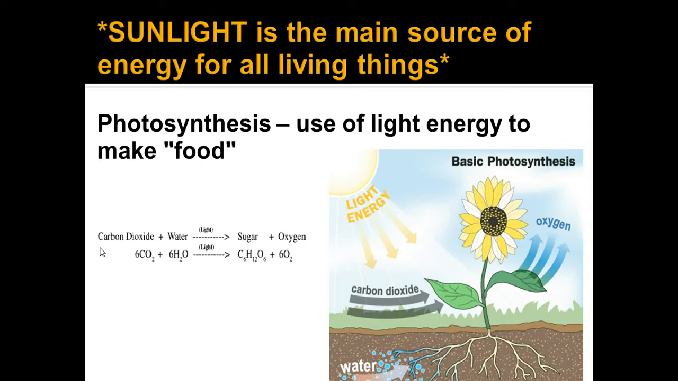And then those autotrophs use their own sugar to survive as their own energy. They're also utilized by heterotrophs, the consumers that eat the plants.